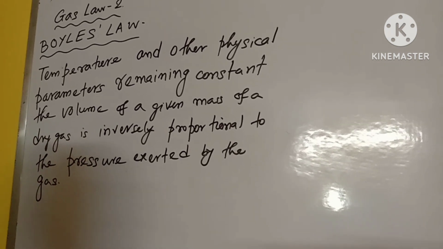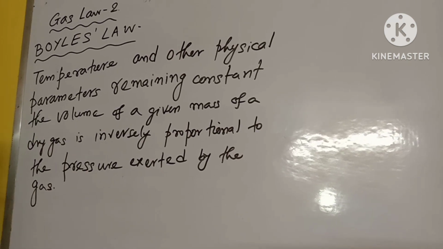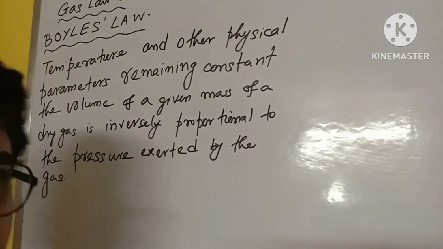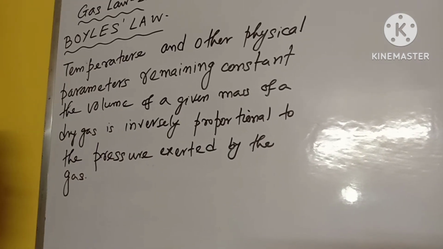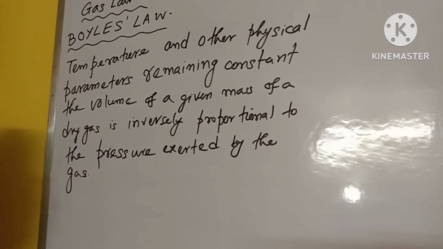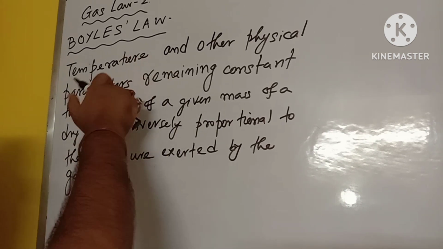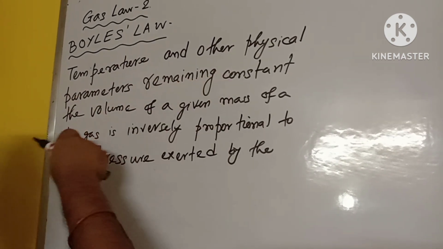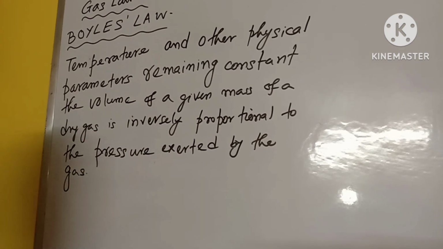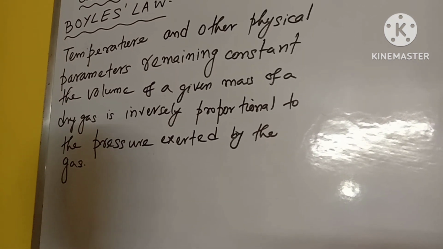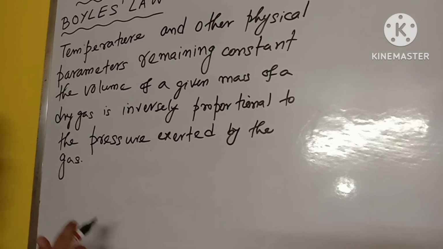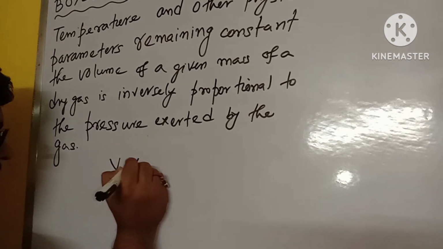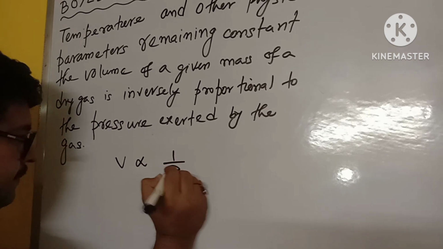So in Boyle's law, temperature and other physical parameters, if they are constant, and if you consider a dry gas, then for that dry gas the pressure exerted is inversely proportional to the volume. Here lies the statement: temperature and other physical parameters remaining constant, the volume of the given mass of gas is inversely proportional to the pressure applied by the gas. If V is the volume, it is inversely proportional to P.